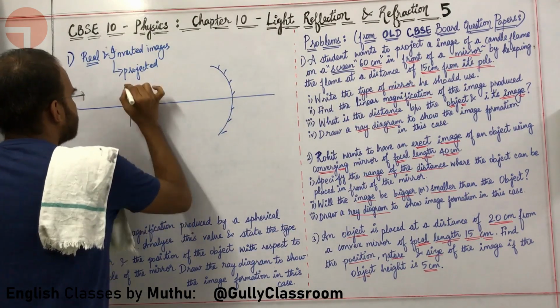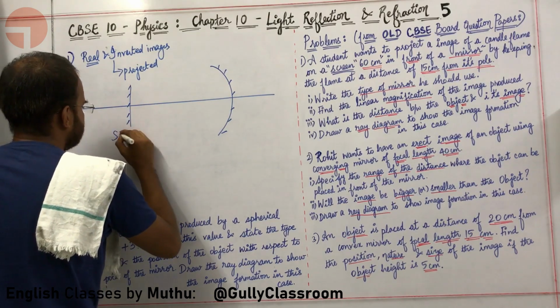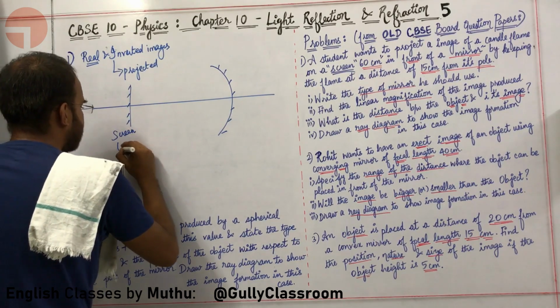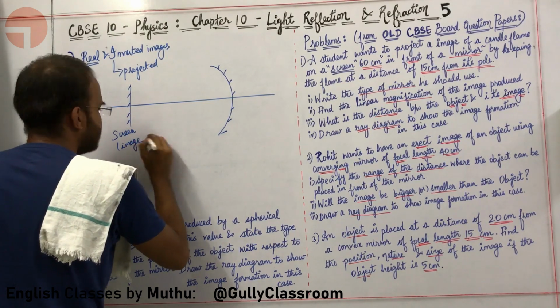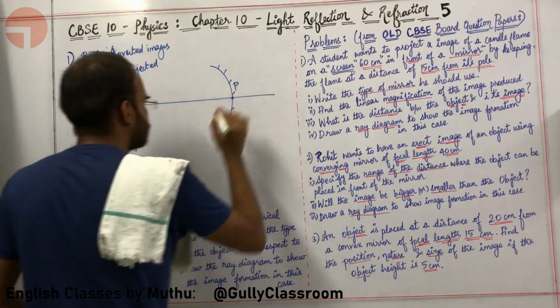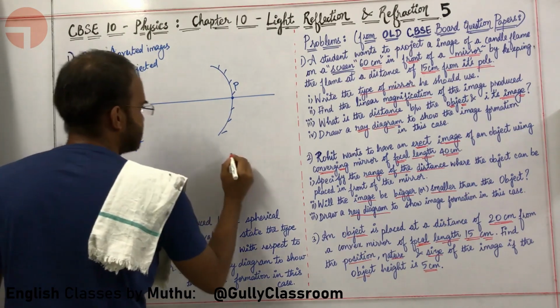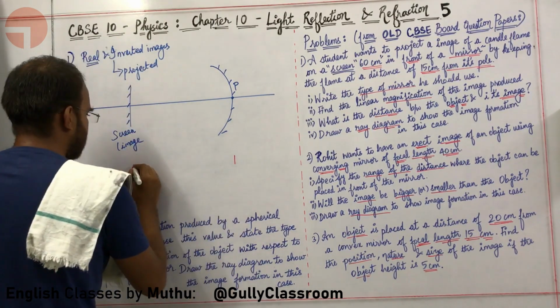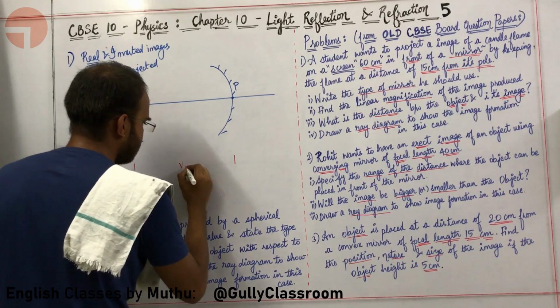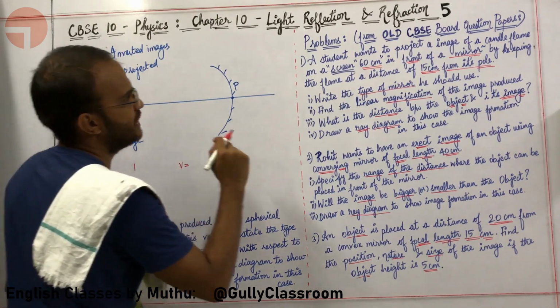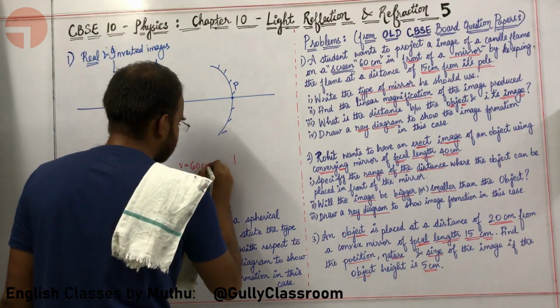A student wants to project an image of a candle flame on a screen. So here the student is having a screen. On the screen there will obviously be an image. The center of the mirror is called the pole. What is this particular distance called? The distance between the pole and the image is simply called V. What have they given V as? They have given V as 60 centimeters.